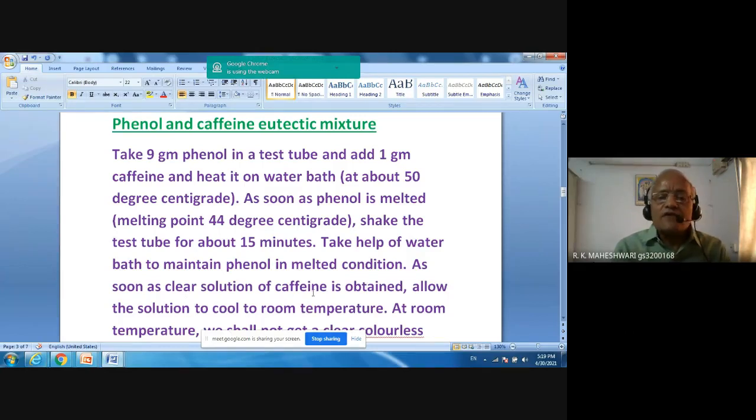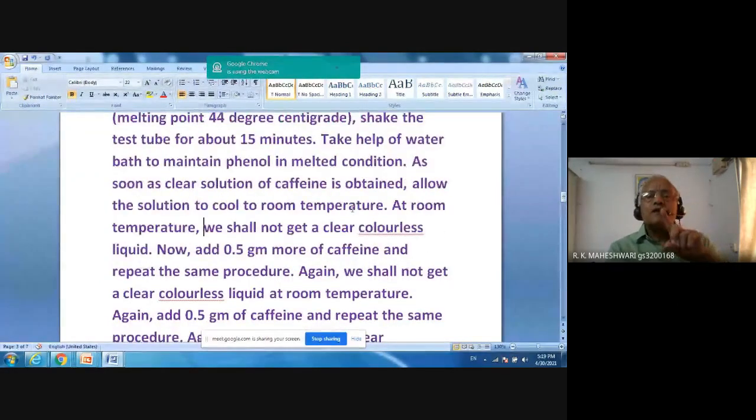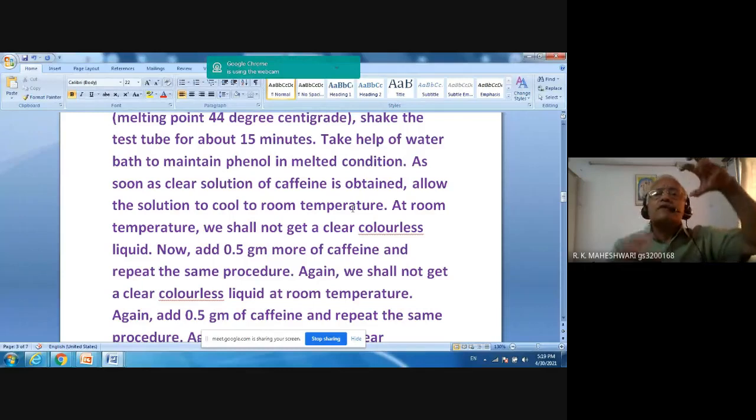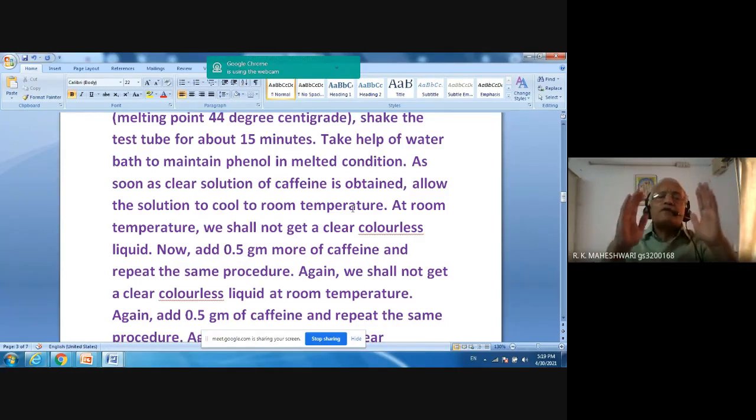As soon as a clear solution of caffeine is obtained, allow the solution to cool to room temperature. What you have done is dissolved 1 gram of caffeine in 9 gram of melted phenol, and after dissolution, when you get a clear solution, you keep it to lower its temperature to reach room temperature.